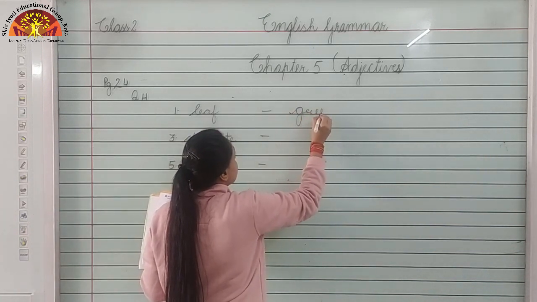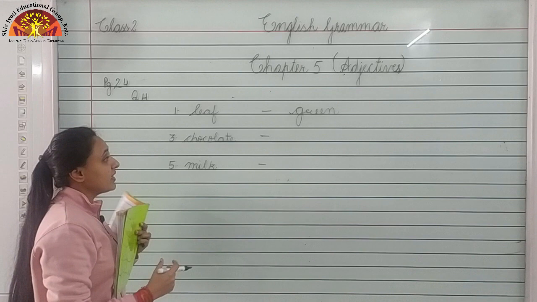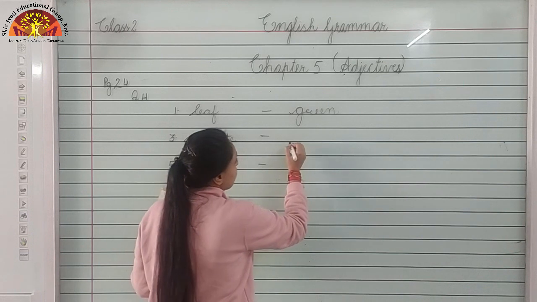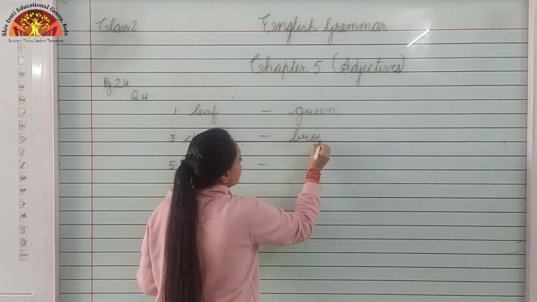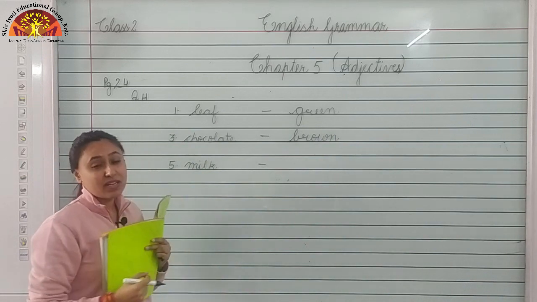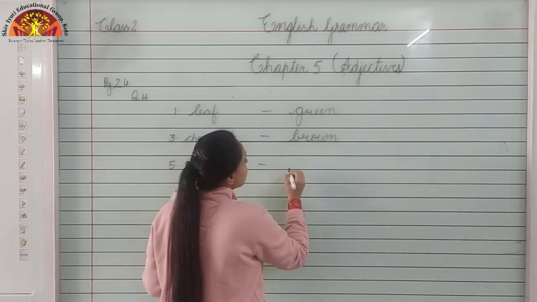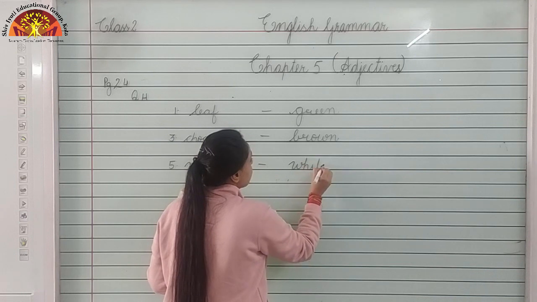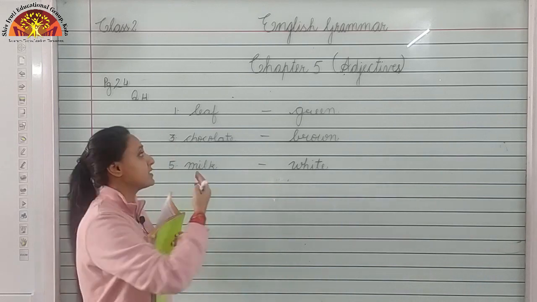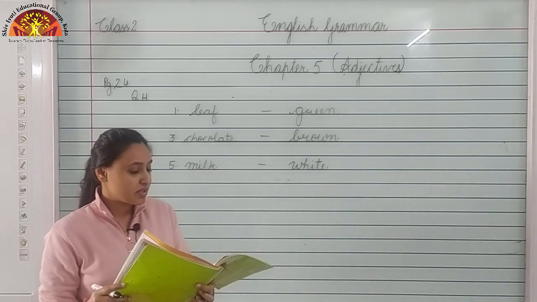Okay, G-R-E-E-N, green. Now look at number 3, chocolate. Okay, you love eating chocolate, right? So what is the color of chocolate? Color of chocolate is brown. B-R-O-W-N, brown. Number 5, milk. Milk makes you healthy and strong. So what is the color of milk? Color of milk is white. W-H-I-T-E, white. So green, brown, white, these all are adjectives to describe some things. Okay, some nouns. Now we will turn to next question.